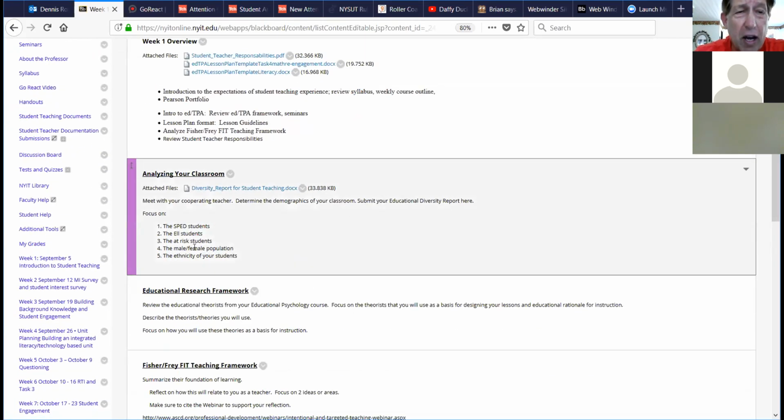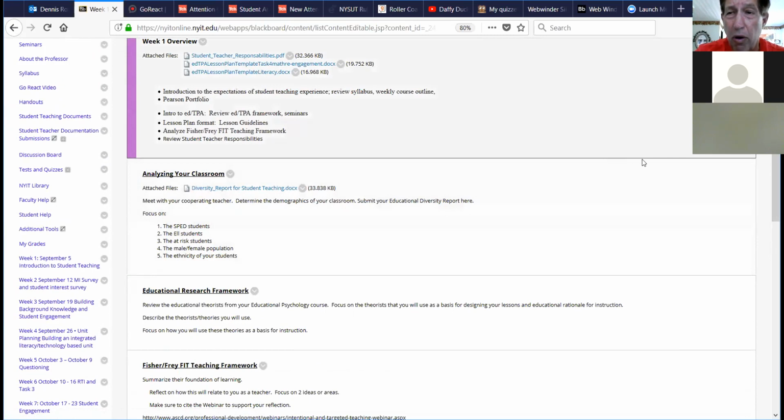For the first week, right in this area, you submit your diversity report, which goes over the population of the students in your classroom, your special ed students, your second language students, your students who are at risk, male, female, and ethnicity. For those of you in Israel, a lot of them will have the same ethnicity. That shouldn't be an issue for you.